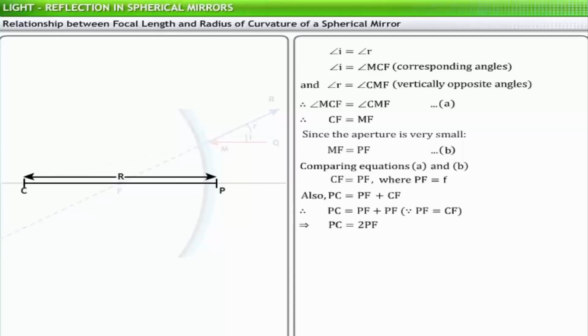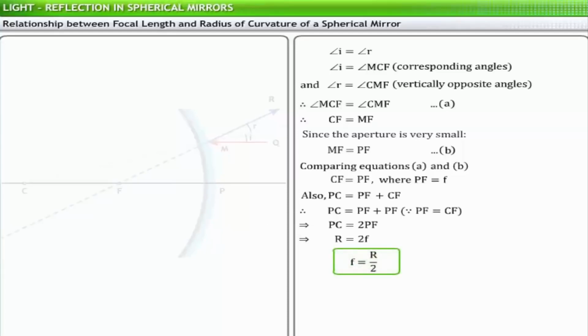Therefore, R, the radius of curvature of the spherical mirror, is equal to 2PF. But PF is nothing but the focal length of the mirror. Therefore, R is equal to 2F, or F is equal to R divided by 2. Hence, in case of spherical mirrors, the focal length is half the radius of curvature.